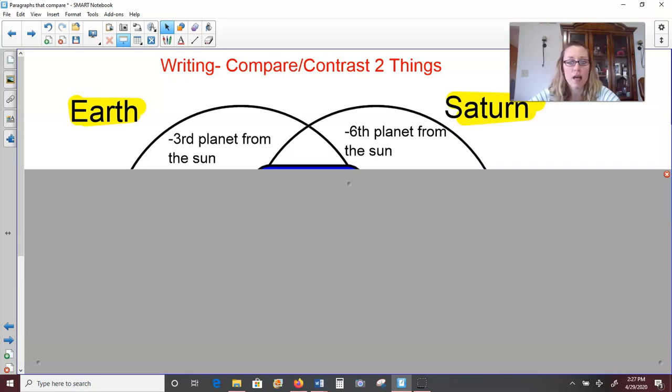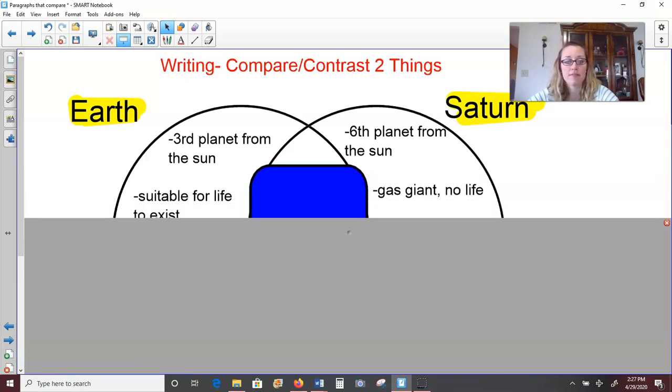So first I said that Earth is the third planet from the sun, and then Saturn is the sixth planet from the sun. So because they are different distances away from the sun, that makes this a difference and a way that we would contrast Earth and Saturn.